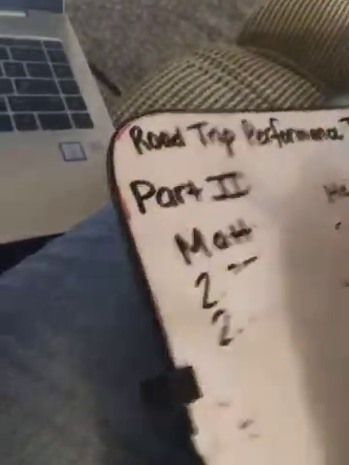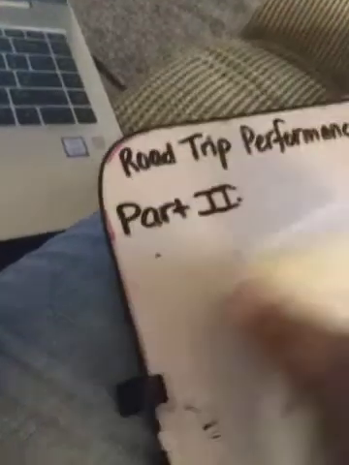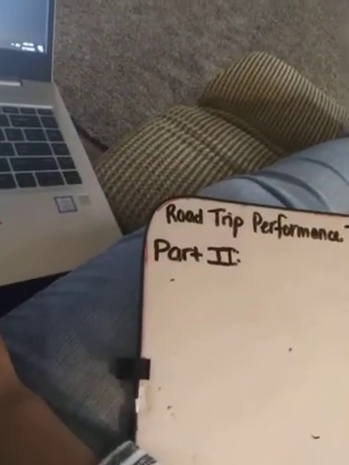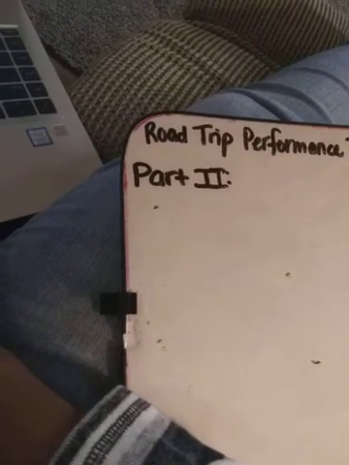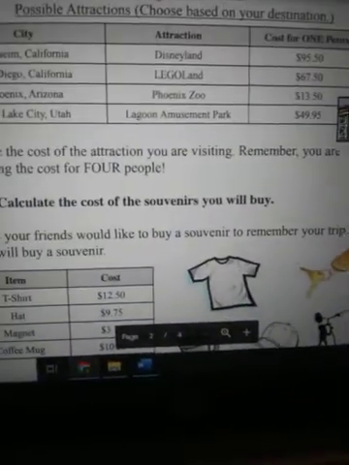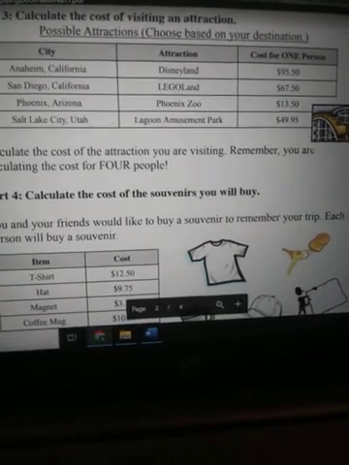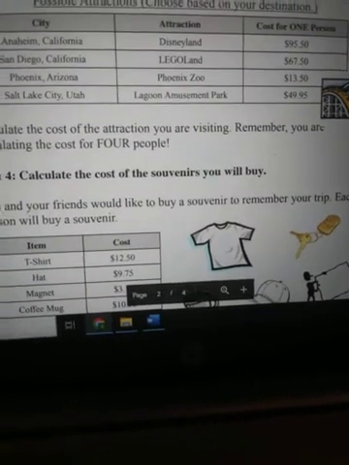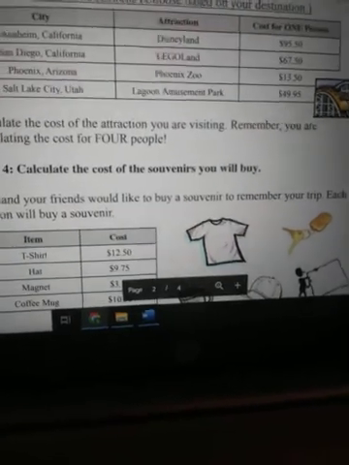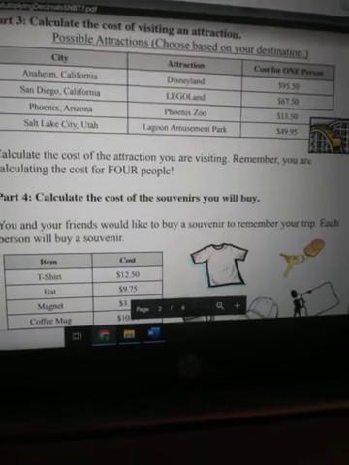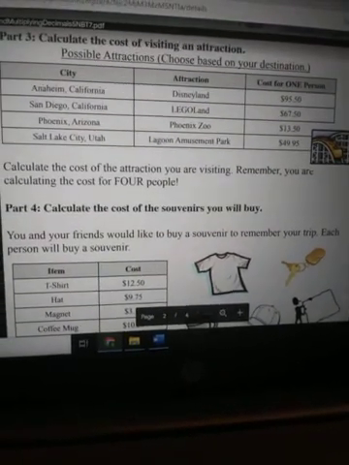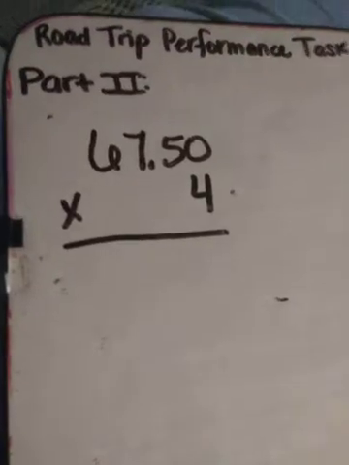The next thing we have to figure out, we're going to visit an attraction, okay? So you were supposed to pick an attraction based on which city you decided to visit. Since I picked San Diego, I'm going to Legoland. How much does it cost to get into Legoland? It is $67.50 per person. So I have to figure out the cost of the admission for 4 people.